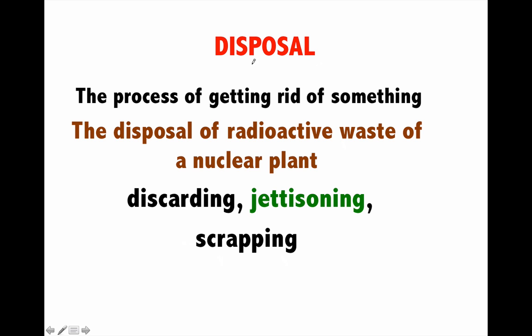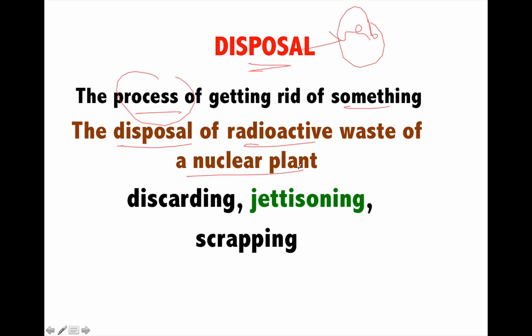However, disposal can be used like a verb also, or like a noun also. For example, the process of getting rid of something. The process of getting means process of doing something, which means disposal is used as a verb here. Look at this sentence. The disposal of radioactive waste of a nuclear plant. Now here, the disposal of radioactive waste of a nuclear plant is the subject of a sentence, which means it is a noun.